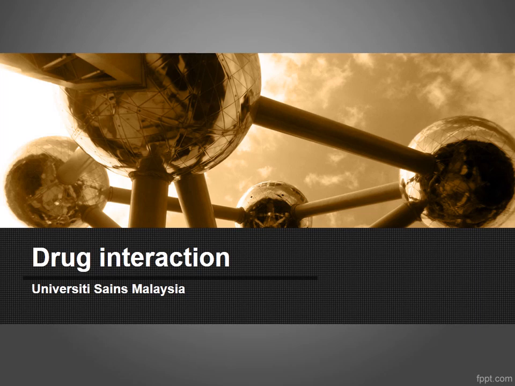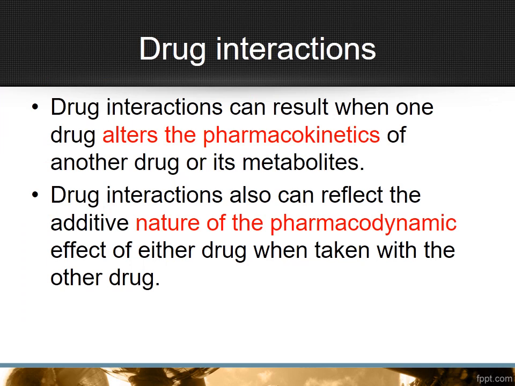So after we have discussed the concept of bioavailability as well as the factors affecting bioavailability, let's look into drug interaction, which can also influence the ultimate bioavailability of a drug. Drug interaction can result when one drug alters the pharmacokinetics of another drug or its metabolites. Drug interaction can also reflect the additive nature of the pharmacodynamic effect of either drug when taken with the other drug.